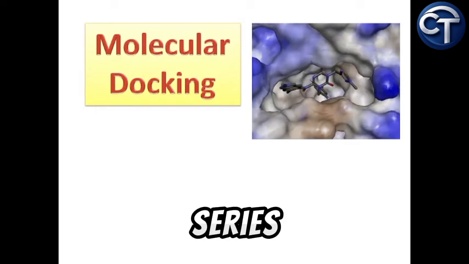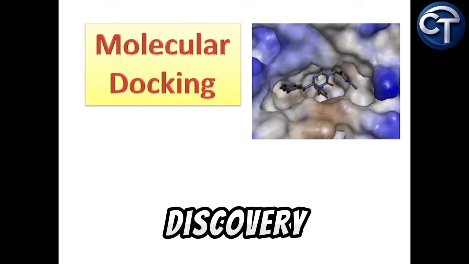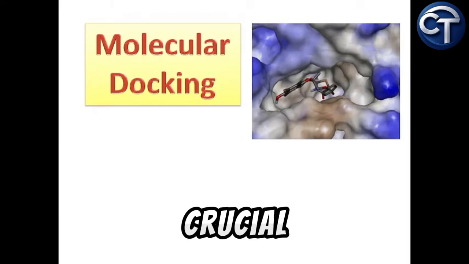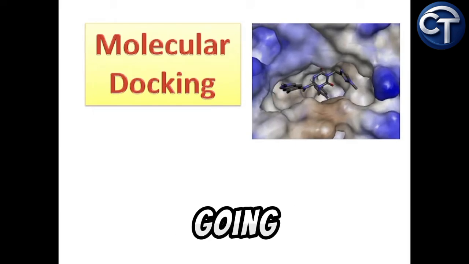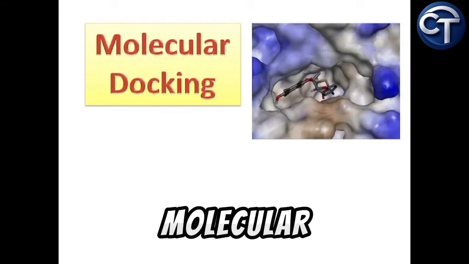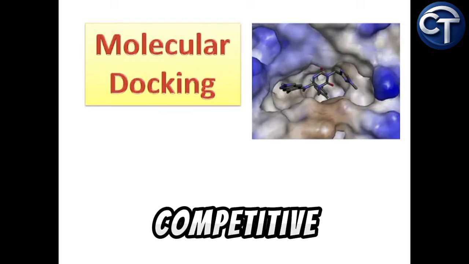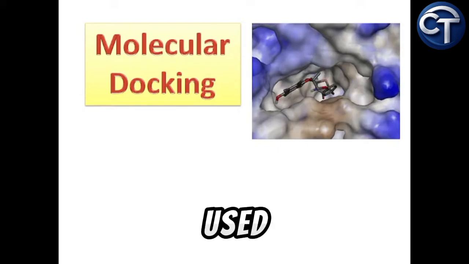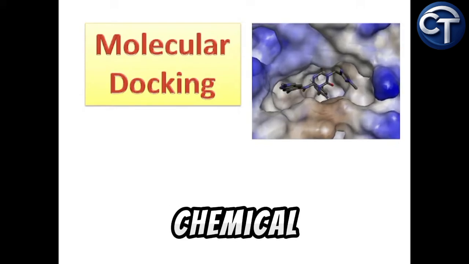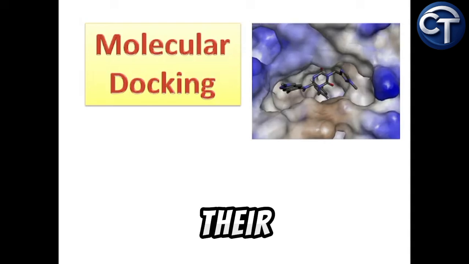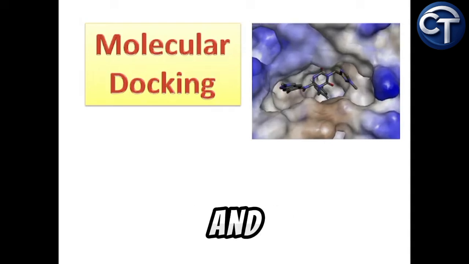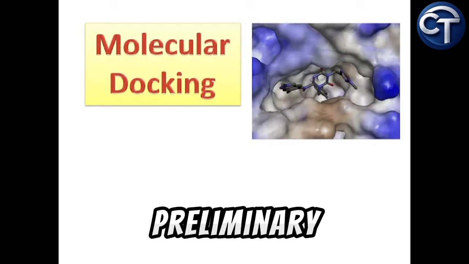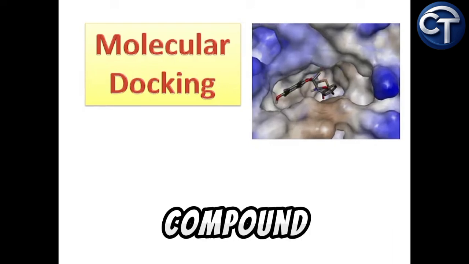In the tutorial series on in silico drug discovery, now we have come to a very chill stage. Because in this video, I am going to explain the concept of molecular docking. You know that molecular docking is a very important computational technique, which is used to screen or filter chemical compounds based on their binding potential to a particular target protein. This is a very preliminary test to screen the chemical compound.